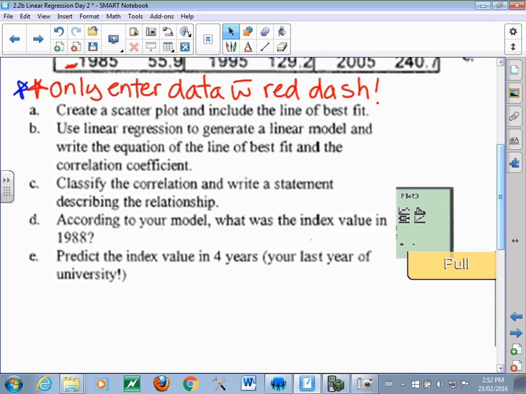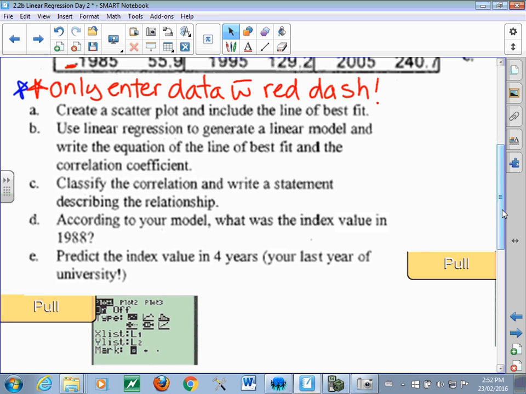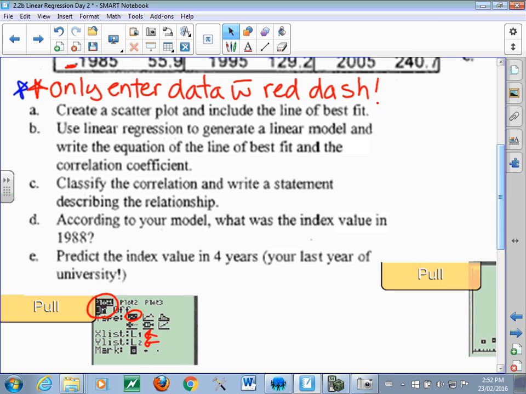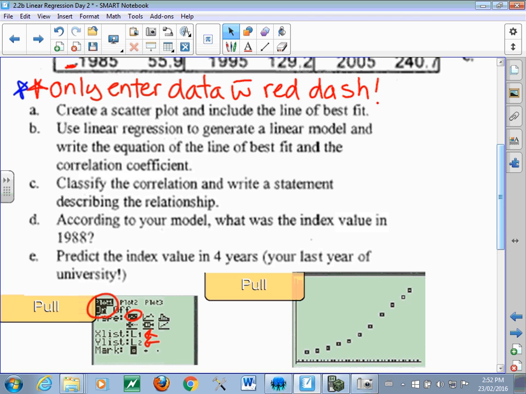Well, don't forget, when you're going to get your scatter plot, you've got to turn your plots on. Make sure you have scatter plot selected and that you've got L1 and L2. L1 meaning your years and L2 meaning your values. So make sure you've got that set up. And then when you press Y equals, you get a graph. And you can do a zoom 9 to get this data in, and you can see the general trend. Okay, everybody good with that?